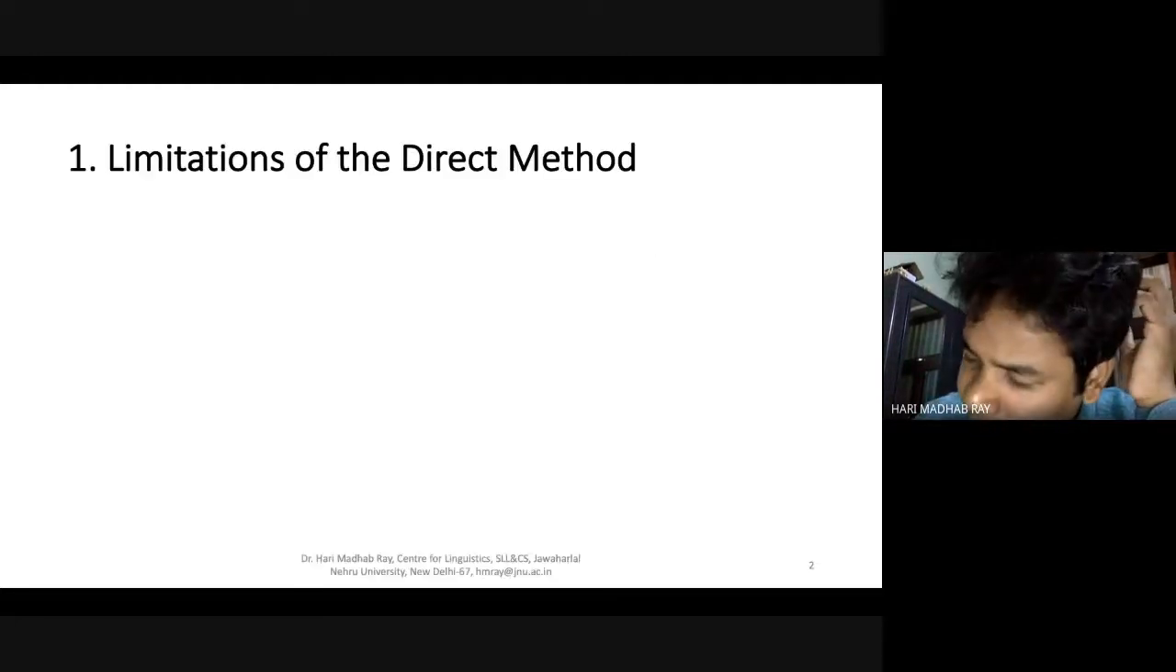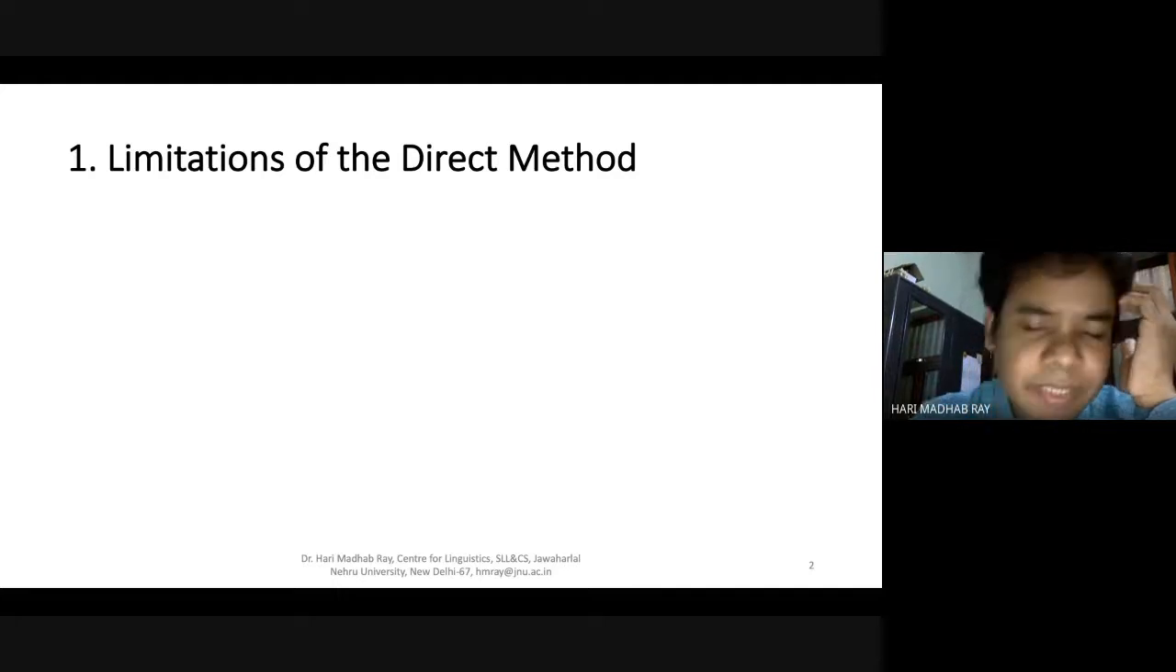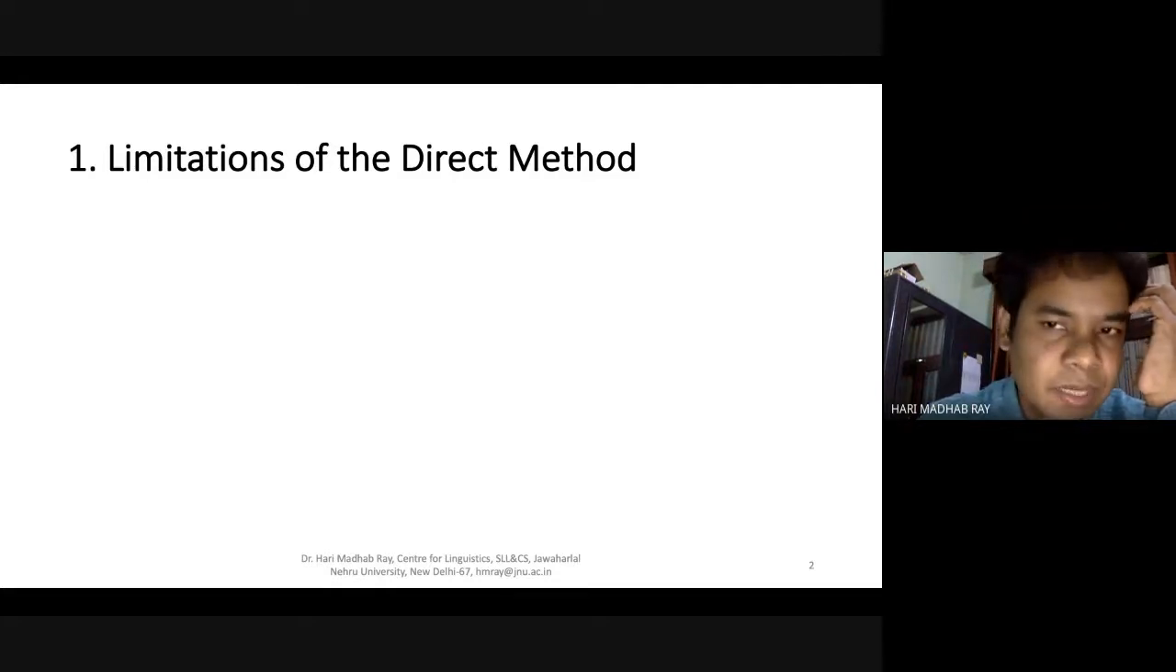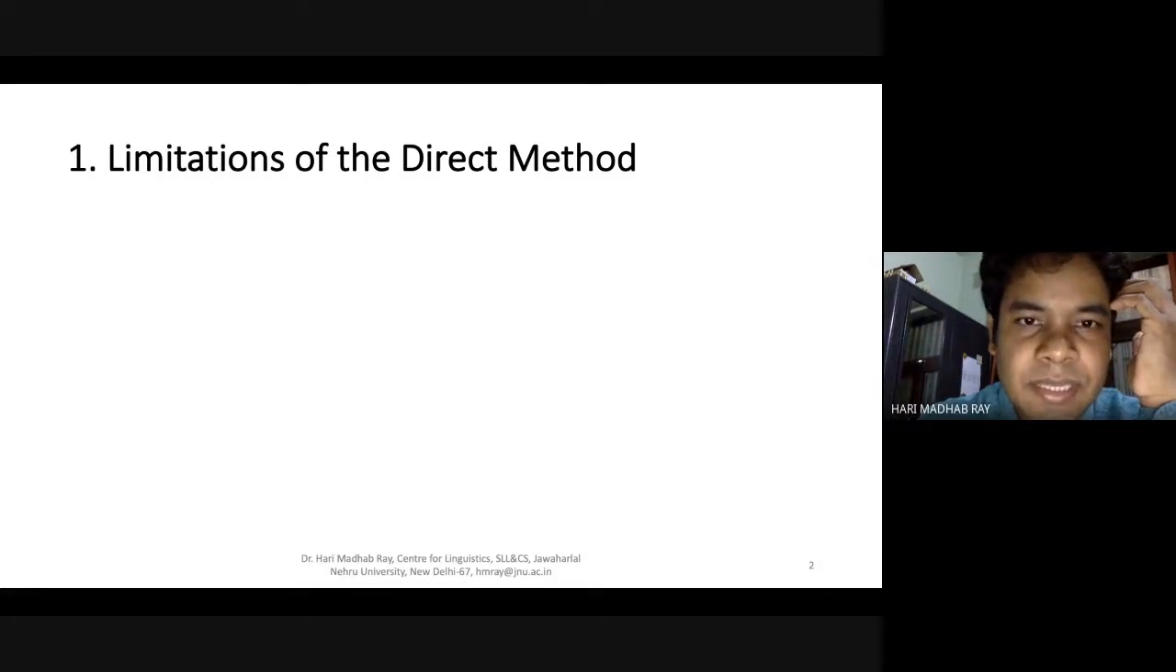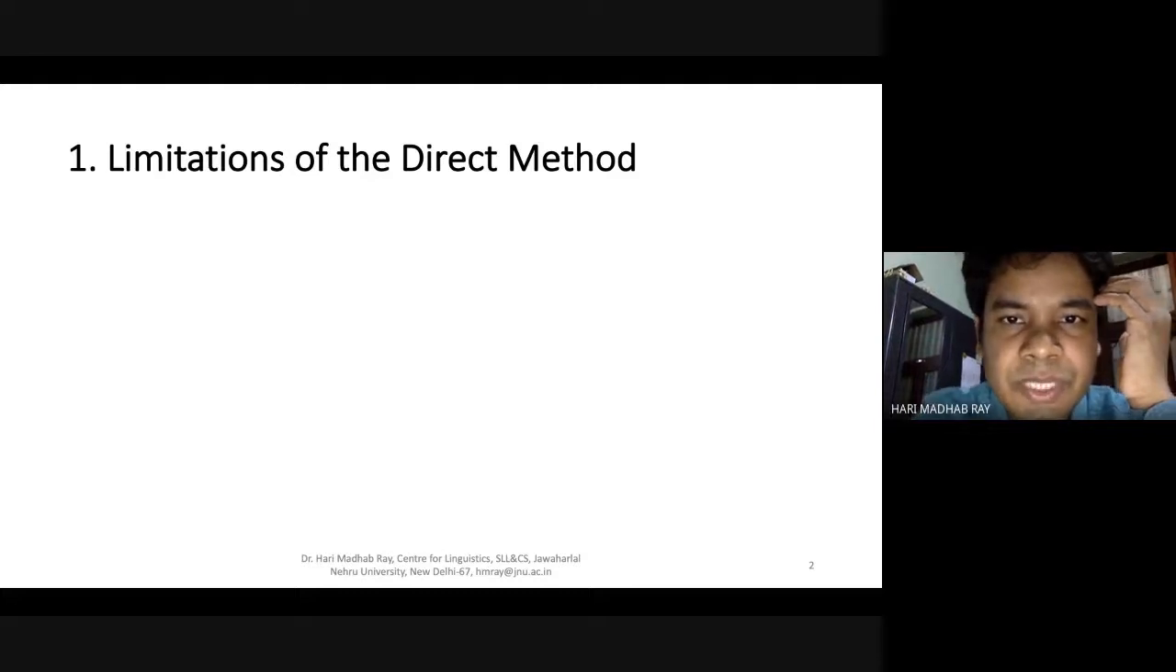Now, the limitations of the direct method. I won't be asking this question in detail because we already discussed the limitations in the last class, so you know what they are. Briefly, could one of you simply tell me two or three limitations of the direct method? I cannot see whoever is raising a hand, so please just unmute yourself, introduce yourself, and say.